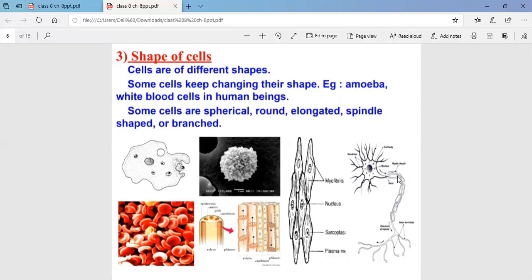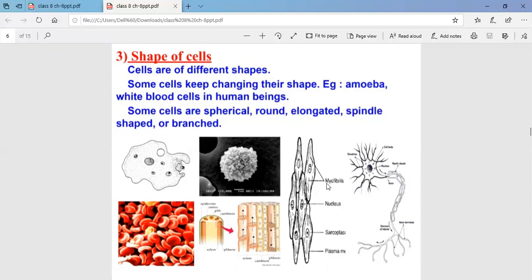Next part we will continue, that is the shape of cells. All cells are of different shapes. Some cells keep on changing their shape, for example amoeba and white blood cells in human beings. But some cells are spherical, round, elongated, spindle shaped or branched. So different cells have different shapes.